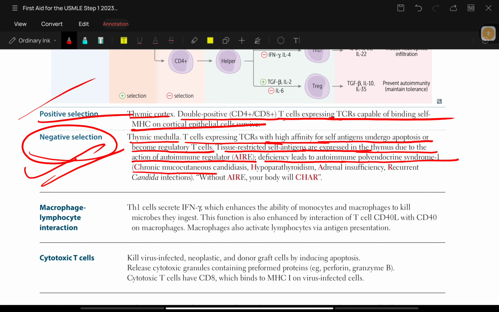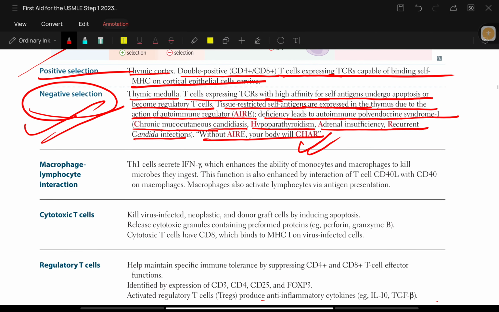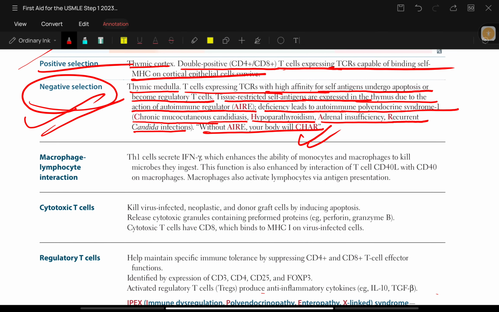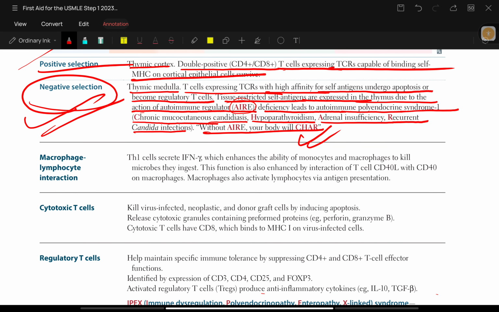Similarly, chronic mucocutaneous candidiasis, hypoparathyroidism, adrenal insufficiency, and recurrent candida infections occur without the AIRE gene. Without AIRE, our body will carry these. This is a mnemonic. So this AIRE gene deficiency leads to all these diseases, that is CAR.